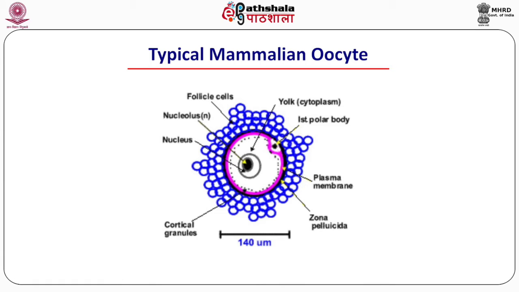Usually the first polar body which is formed after meiosis is retained within the zona pellucida, which we will talk about later, and also it has cortical granules around its cytoplasm just beneath the plasma membrane, and then the zona pellucida is surrounded by a group of cells which are the follicle cells or the cumulus cells. These we will see how they are important for development of the oocyte.